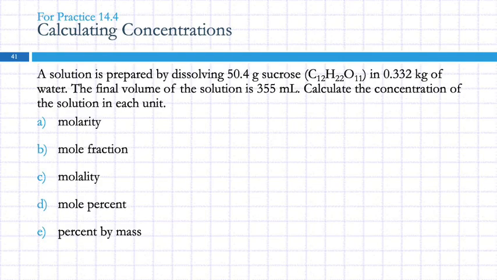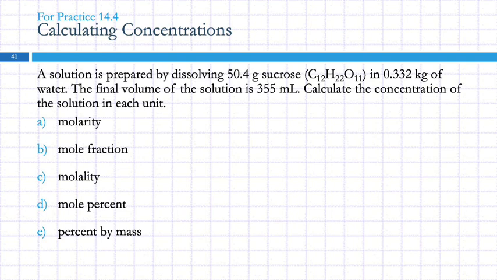Okay, so this one slide has a lot of converting units problems in it. So a solution is prepared by dissolving 50.4 grams of sucrose in 0.332 kilograms of water. The final volume of the solution is 355 milliliters. Calculate the concentration of the solution in each unit.